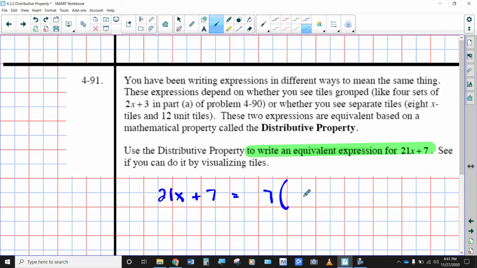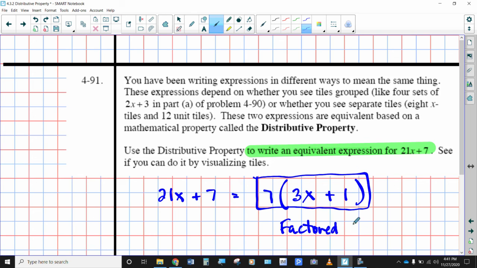So if you pulled out a 7, what would you multiply times 7 to give you 21? That would be 3, so that becomes 3x. And what do you multiply times 7 to give you 7? That would be 1. So 7 times 3x is 21x? Yes. 7 times 1 is 7? Yes, it is. So this would be the other way to write that expression. This would be your factored form, and this would just be the original. And if you started with a factored form and you wanted to go to the original, you would send in the dive bombers and use the distributive property.